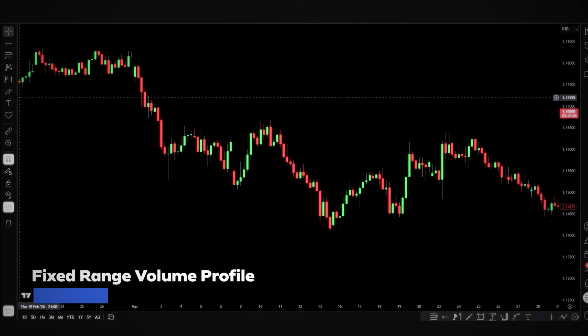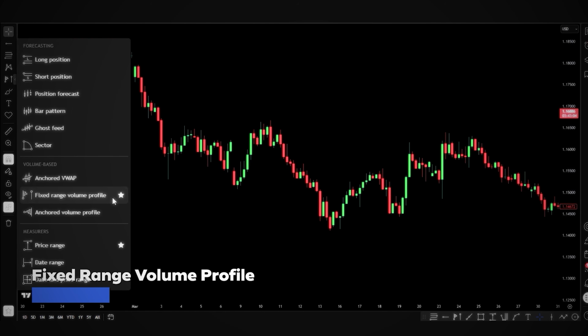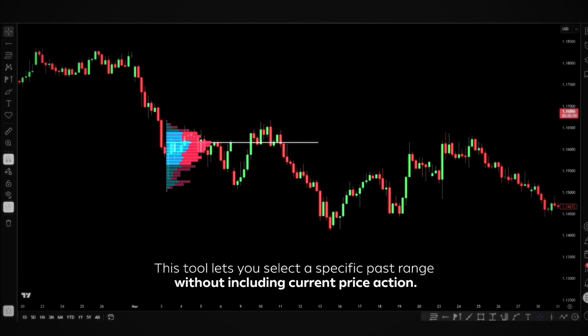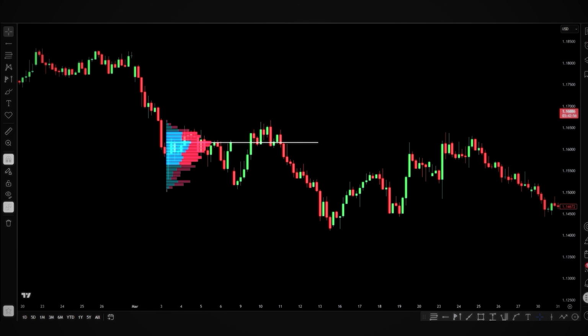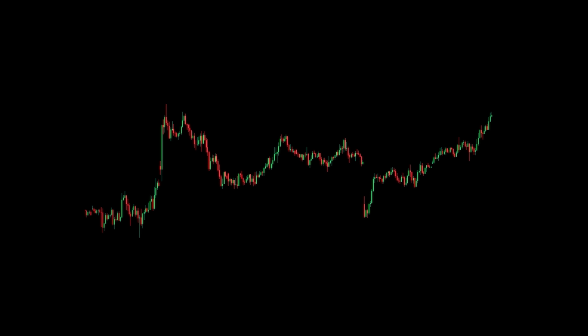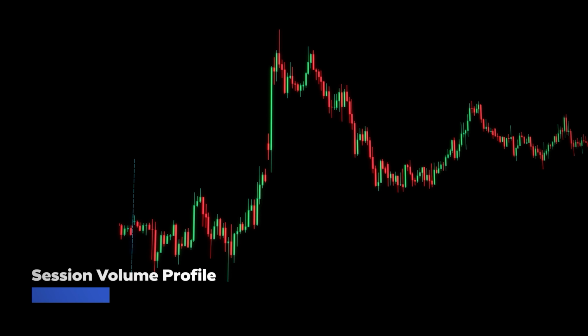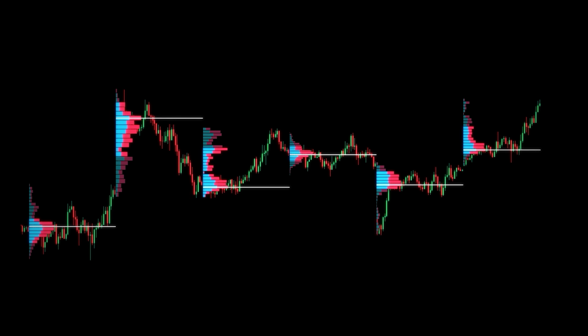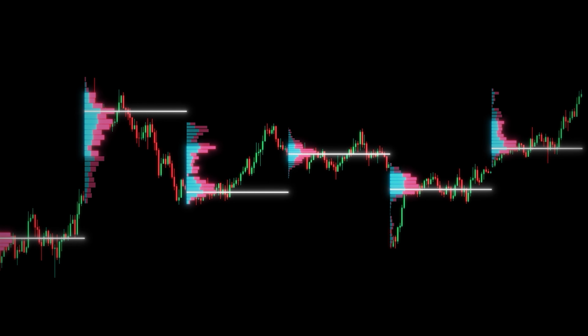Next up is the fixed range volume profile. Unlike the anchored version, this one lets you select any specific past range without dragging in current price action. It's perfect for marking previous points of control that often become strong support or resistance once price returns to them. For day traders, the session volume profile is pure gold. On TradingView, it automatically creates a fresh volume profile for every new trading session. You can get a clean daily breakdown of where volume was concentrated.